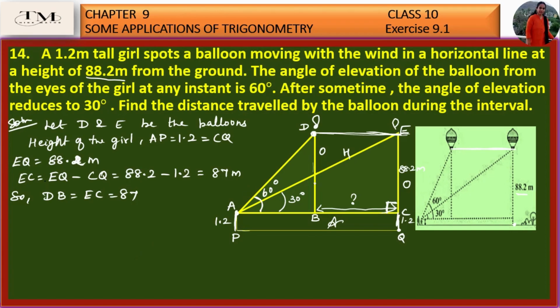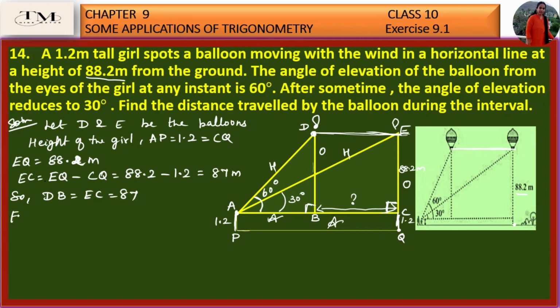Now in this triangle, 60-degree opposite is DB and angle B makes 90-degree. So this is hypotenuse and AB is adjacent. Now we have to find out BC. From the bigger triangle AEC, we can find out AC, and from the smaller triangle, we can find out AB. So AC minus AB is nothing but BC.